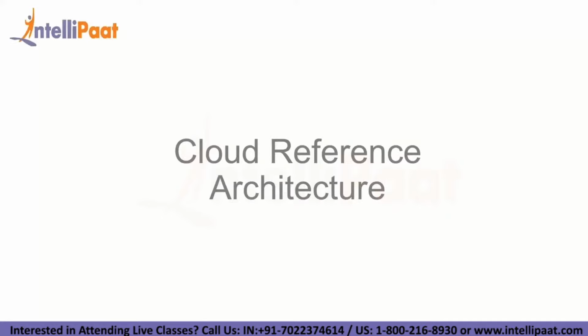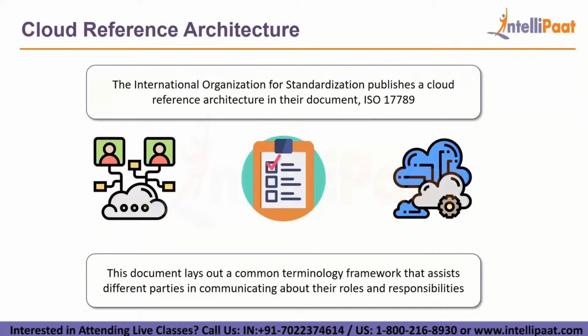Cloud reference architecture. Architecture is an important concept in cloud, but how do you architect an infrastructure or an application in cloud? Well, there are several reference architectures that you can take a look at in order to understand what separates the good cloud architectures from the bad ones. The International Organization for Standardization, also called ISO, publishes a cloud reference architecture in the document ISO 17789. This document lays out common terminologies and frameworks that assist different parties in communicating about their roles and responsibilities. So for instance, if you are a cloud broker, what are your responsibilities? If you're a cloud provider, what are your responsibilities? And if you're a cloud customer, what are your responsibilities?